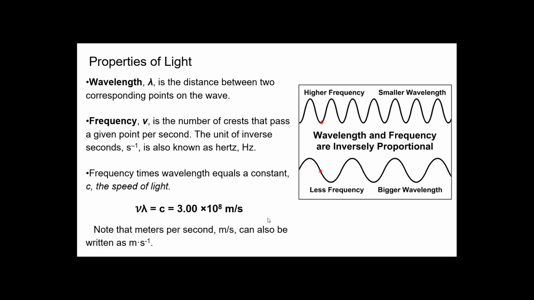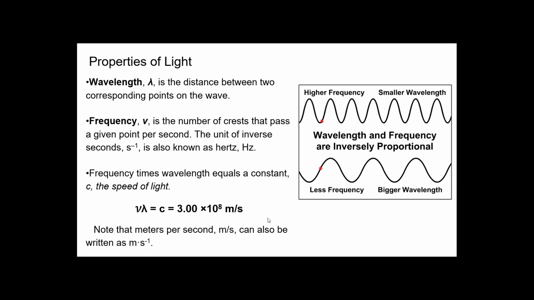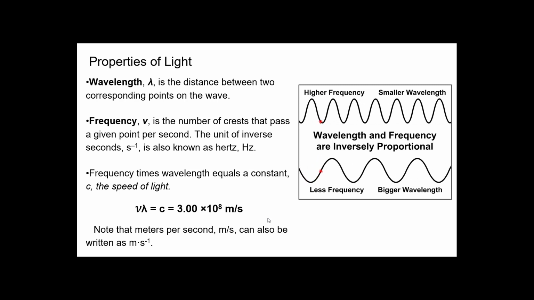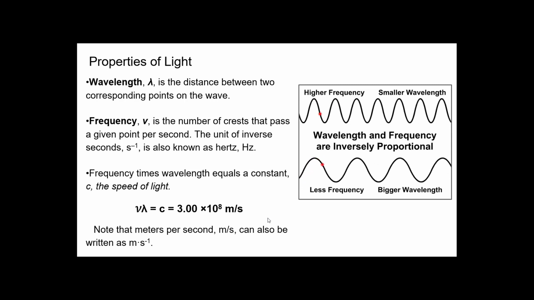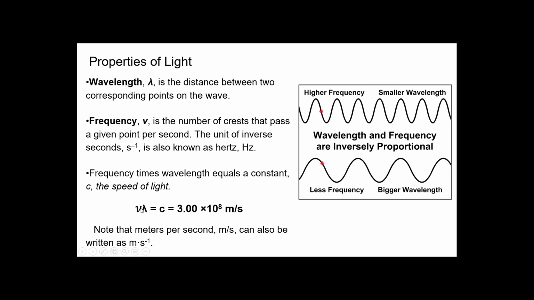Okay, so this is a slide that I had from the other section. I'm bringing it up again because I want you guys to be comfortable with this and understand this. As we start going more into this, it's easier to understand if I just keep throwing this slide into your face. Wavelength is lambda. It is the distance between two corresponding points on the wave. Frequency is the number of crests that pass a given point per second, and it's also known as hertz. Frequency times wavelength equals a constant. But when we start messing with numbers and values, this is where they start being inversely proportional to each other, because this value doesn't change. So these have to adjust for that.